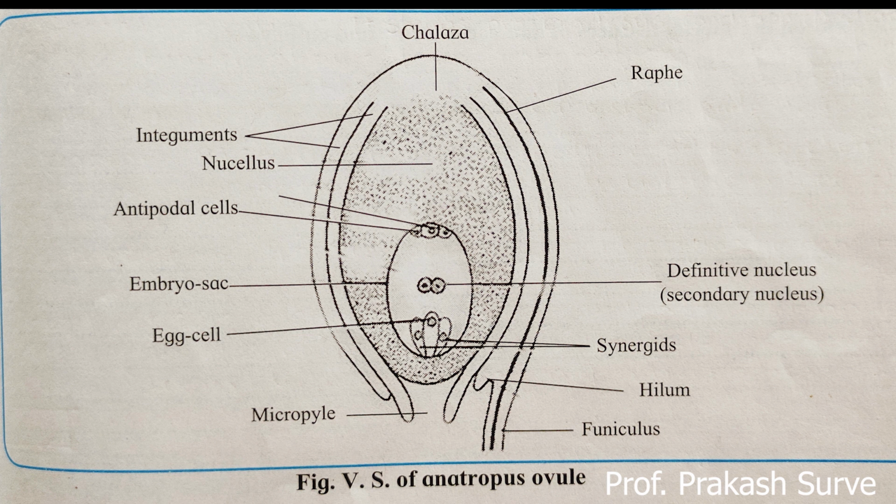You can observe that the micropyle is present, chalaza is present, funicle is present. In the center you observe the embryo sac, which is a 7-celled, 8-nucleated embryo sac. Surrounding this, the nucellus, which is a nutritive tissue, is present. Two integuments are there, which show a small opening, that is called the micropyle. Raphe is there, as well as the hilum. All these parts you can observe properly.